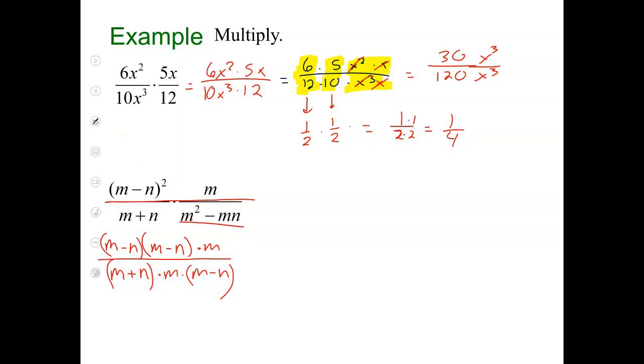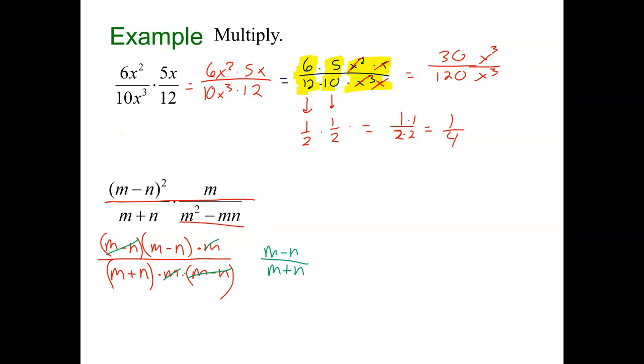So I'm just going to go down the line. M minus n. Do I have one of these in my denominator? Yep. Do I have another one in my denominator? Nope. So I skip it. M. Do I have one of those in my denominator? I don't have another m minus n. So I have to have one for each one that I wanted to eliminate. So I'm left with m minus n over m plus n. And again, those aren't factors, so I can't simplify anymore. Those are terms.